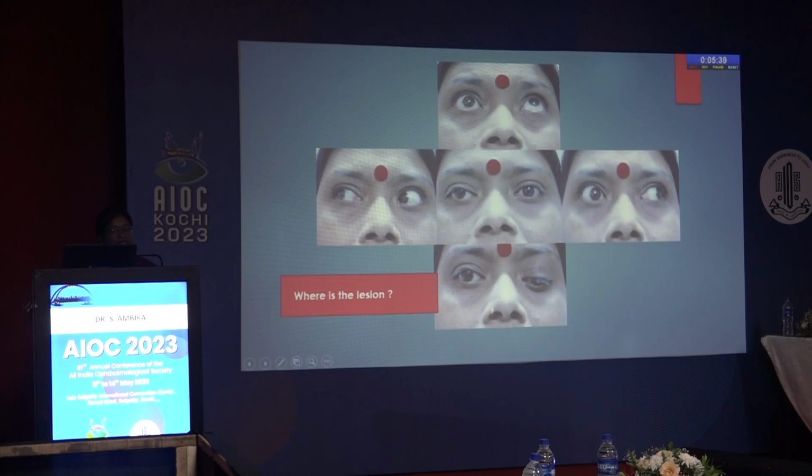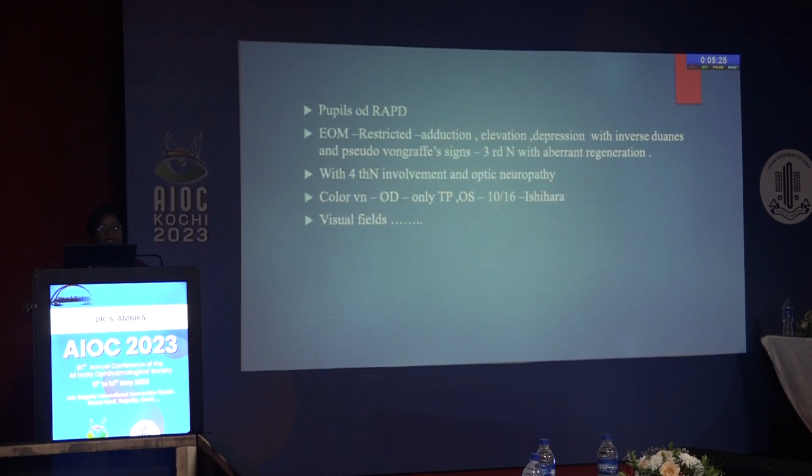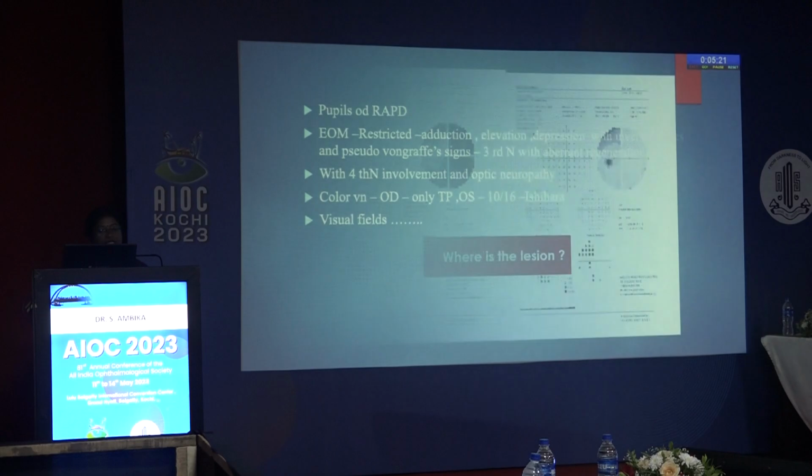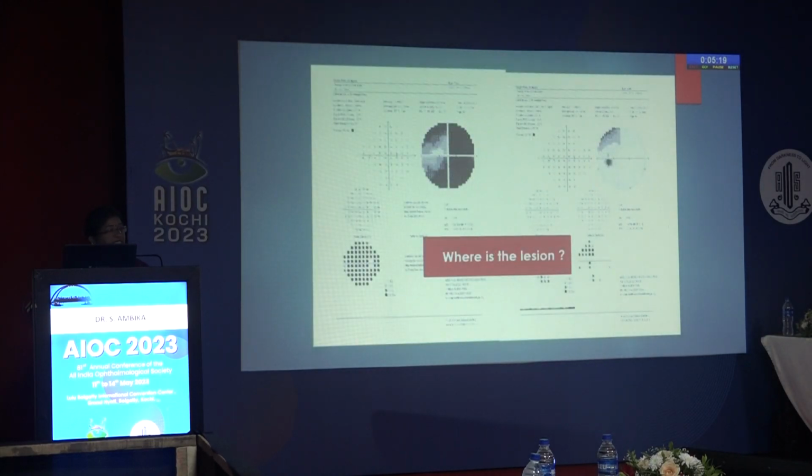So what is that sign called? That's the inverse Duane's with a pseudo Graefe, and she had a right third nerve with a chronic compression. She has developed an aberrant regeneration. So that's a right third, fourth, and an optic nerve. Definitely the level of lesion is at the chiasm, which was seen in this visual fields, having a dense temporal loss in one eye, and that of the left eye showing a superotemporal loss.